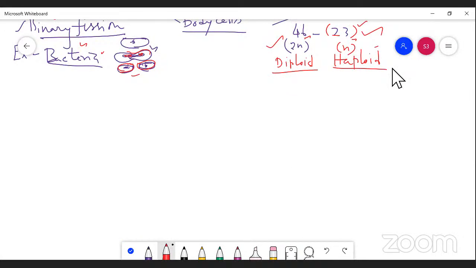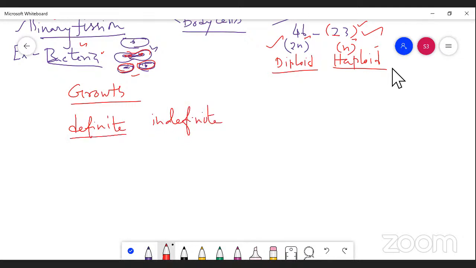Under growth, there are two types. What are the two types? Growth will be of two types: definite and indefinite. Definite growth only takes place in animals.